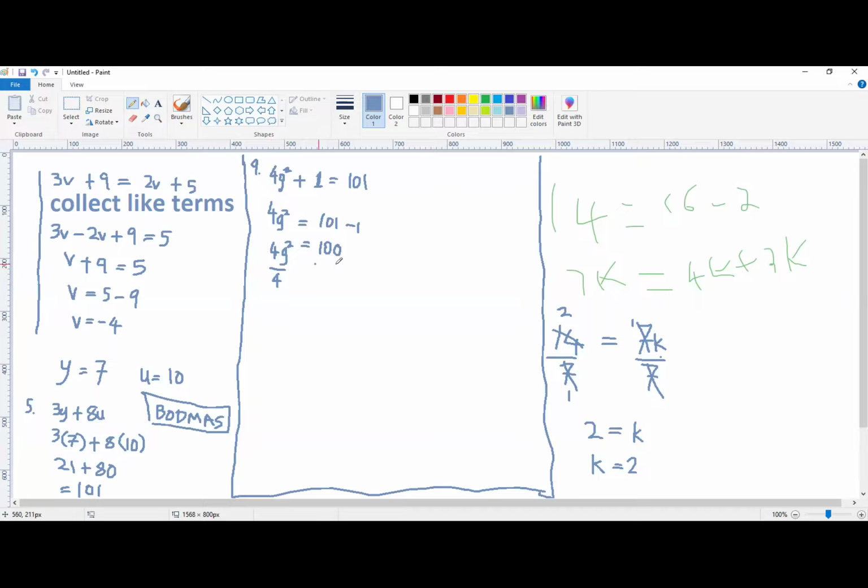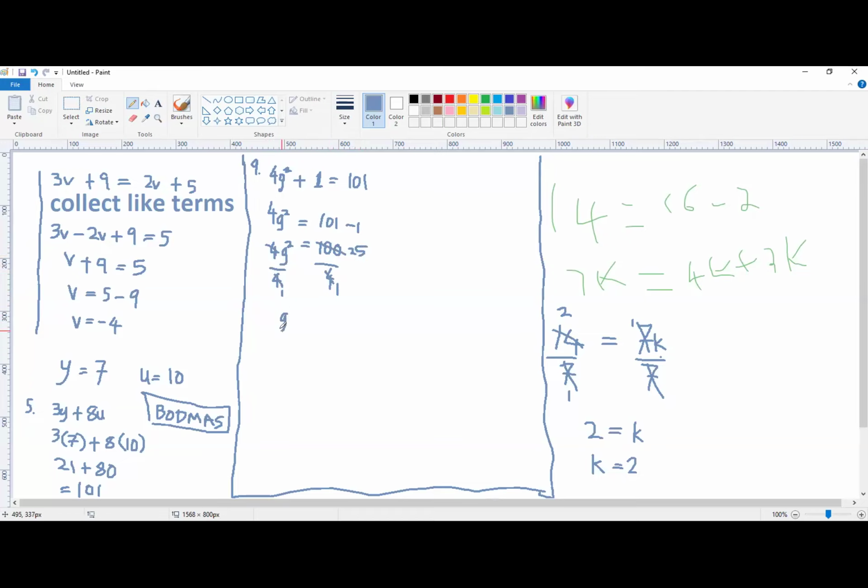So if I divide both sides by 4, I'm going to have 4 take itself out here, right? 4 in itself is 1. Again, 4 in itself is 1, and 4 in 100 is 25. This is a good thing that you knew straight away that it was 25.